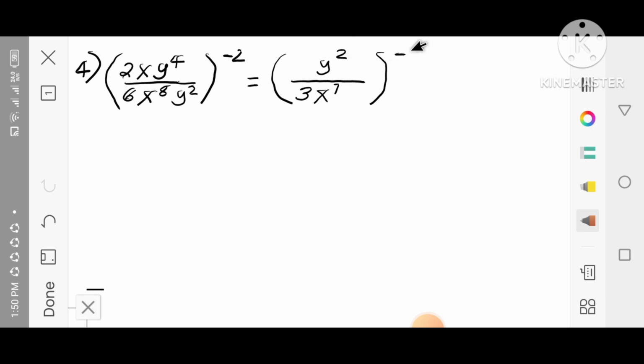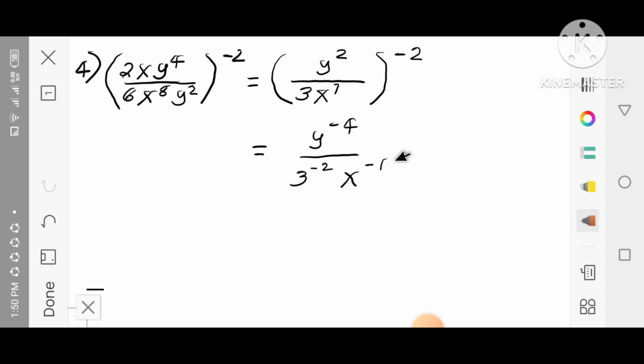Saka natin i-apply ngayon yung rule number 3, which is raising a power to a power rule. No? So, ano ginagawa natin doon? Diba? We multiply yung power nila. So, that is equal to y raised to 2 times negative 2 is negative 4 over, parang di-distribute lang, di ba? 3 raised to negative 2. Okay, and then x raised to 7 times negative 2 is negative 14.